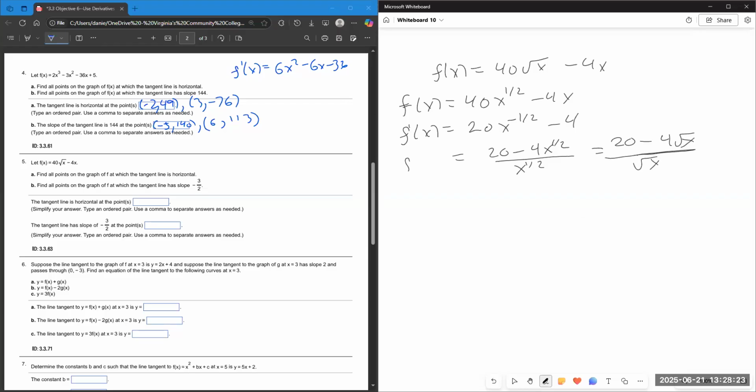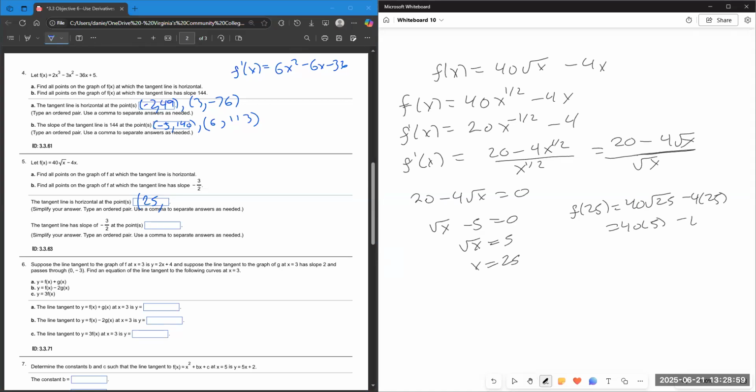This fraction is equal to 0 when the numerator is equal to 0. So 20 minus 4 root x is equal to 0. Divide everything by negative 4. Root x minus 5 equals 0. Root x equals 5. X is 25. If x is 25, then f of 25 is 40 root 25 minus 4 times 25, which is 40 times 5 minus 100, is 200 minus 100, is 100.